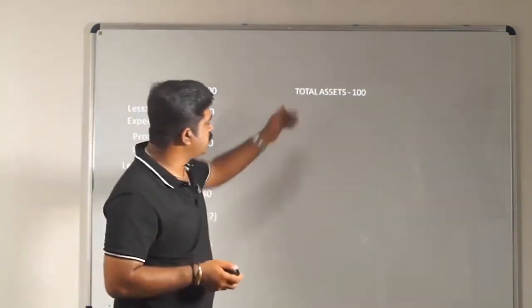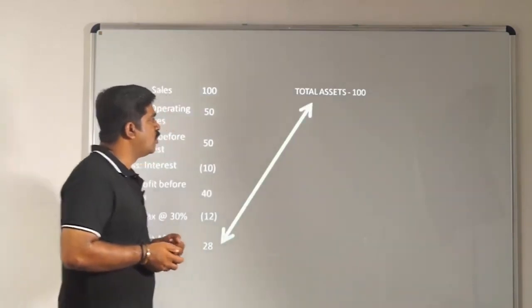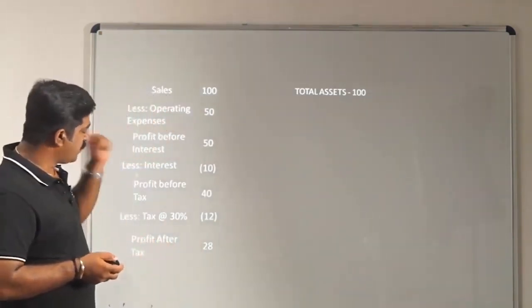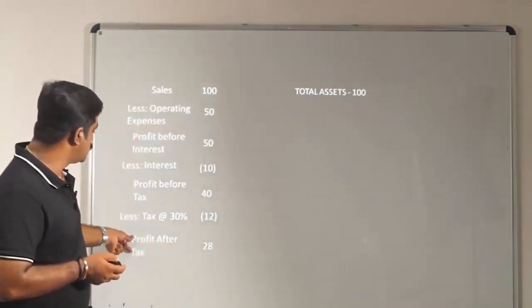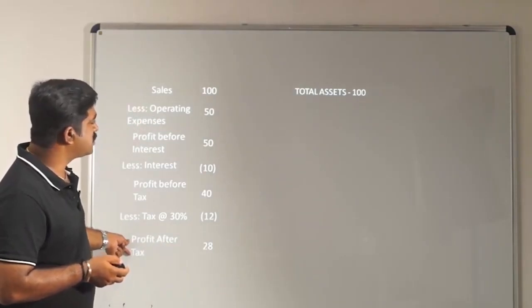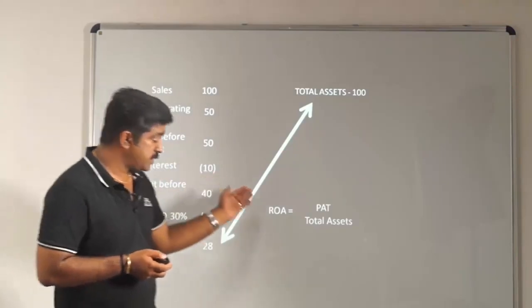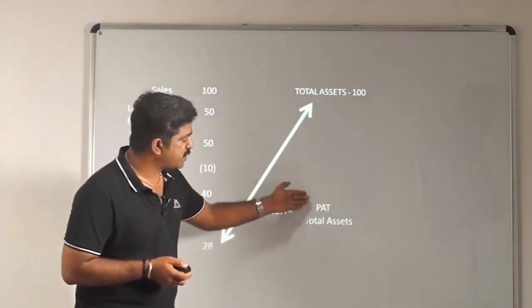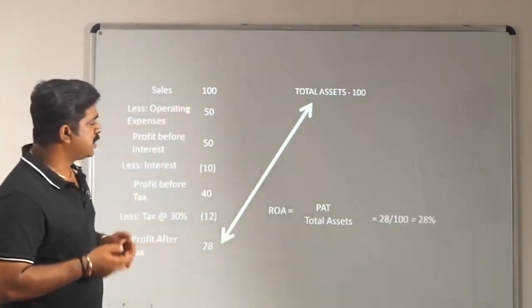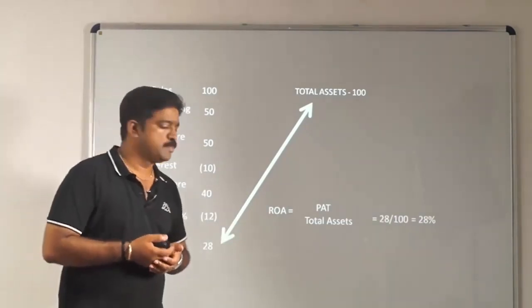And let me also give you the total assets. Total assets is 100. Now the first ratio will create a relationship between the profit after tax and total assets. In that case, the return on assets will be profit after tax divided by total assets, in which case it will be 28%.